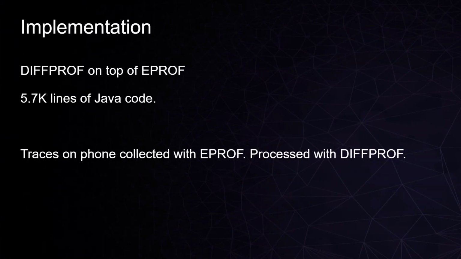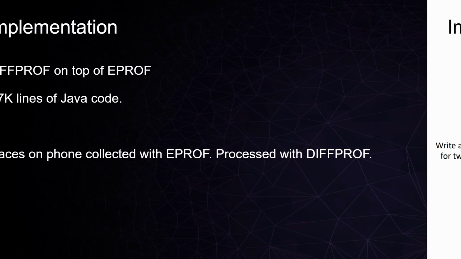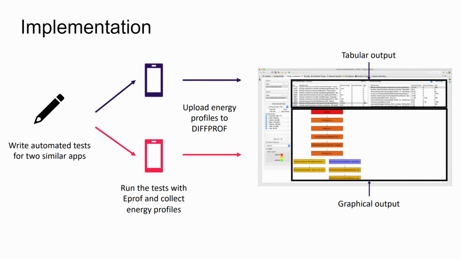So how do the authors actually implement this? Well, their implementation, diffprof, is built on top of an older implementation, eprof. It's about 5.7K lines of Java code, and all the traces are on phones collected with eprof and then processed with diffprof. The goal is to have developers write automated tests for 2 similar apps.